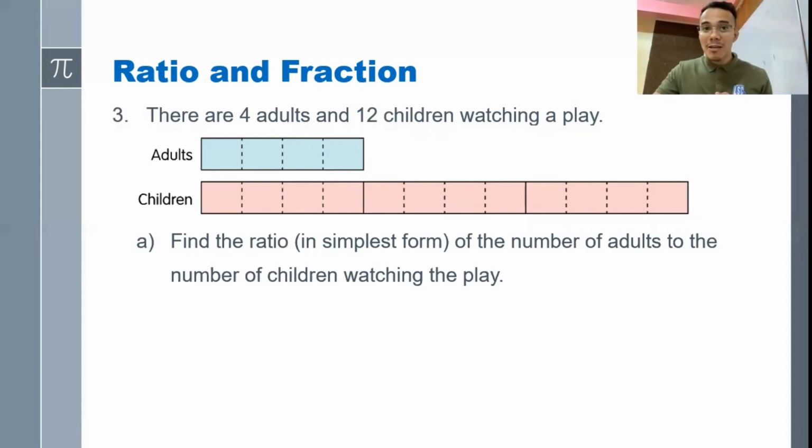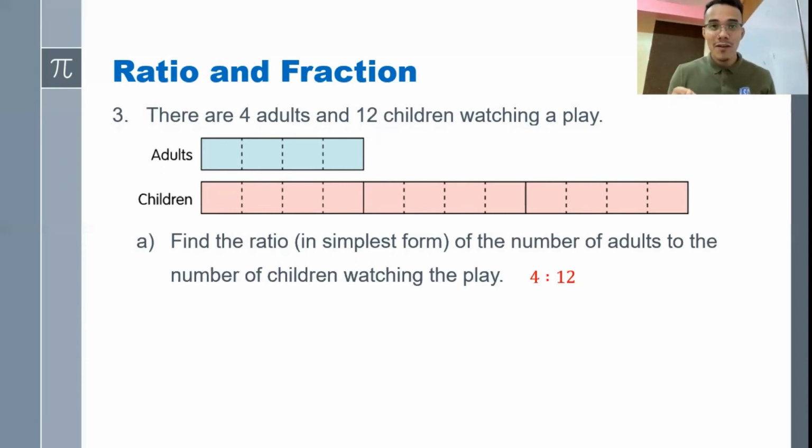The first quantity mentioned is the number of adults, and there are 4 parts. The second quantity mentioned is the number of children, and there are 12 parts. So our answer is 4 to 12. But 4 to 12 is not yet in simplest form. How did I know? 4 and 12 are both divisible by what number? By 2? Yes, you're right. But there is a better answer for that.